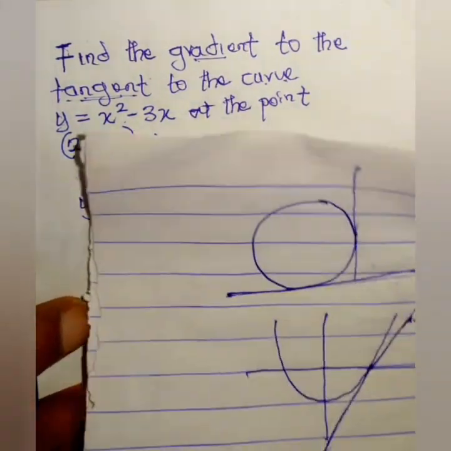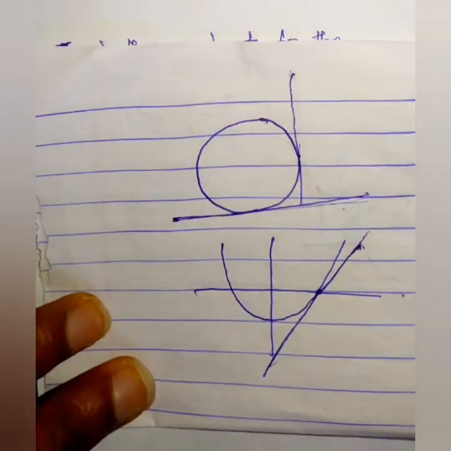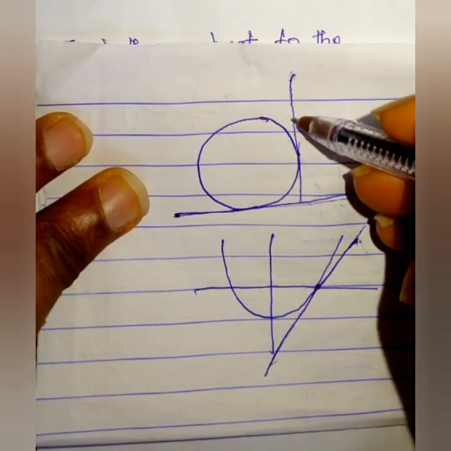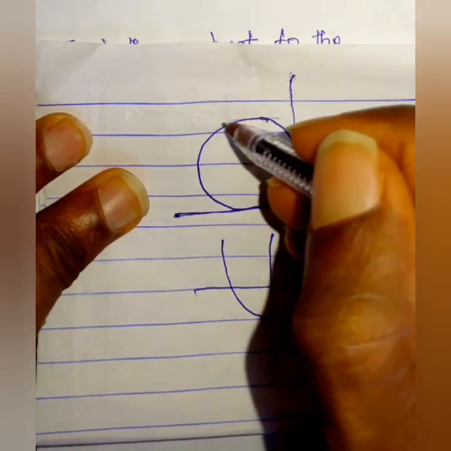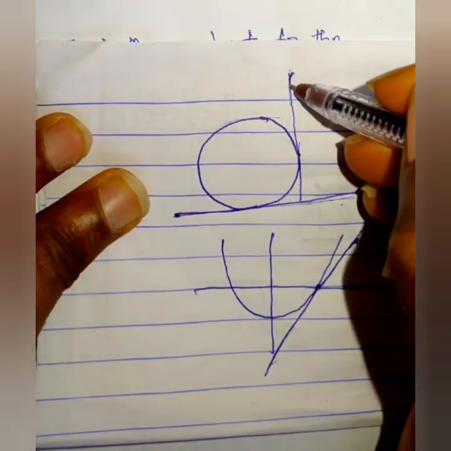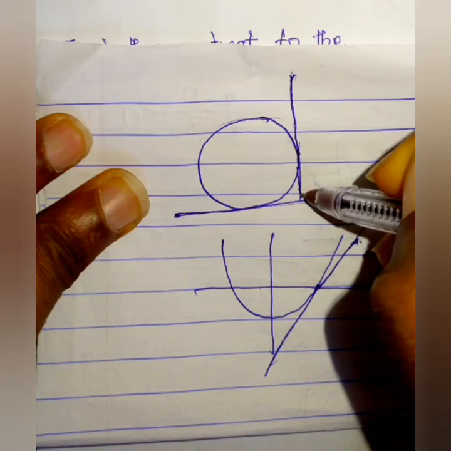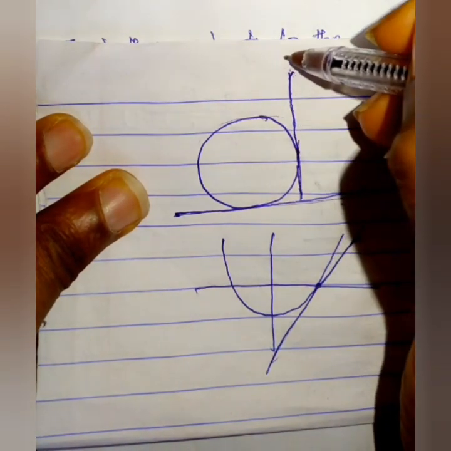A tangent is a line drawn touching one part of the circumference of a circle. So if I have a circle this way and I draw a line this way that touches just one part of that circumference, this line I have drawn is called a tangent.